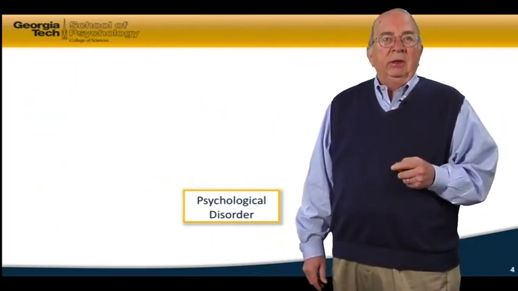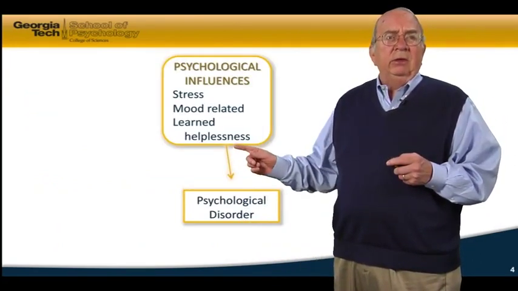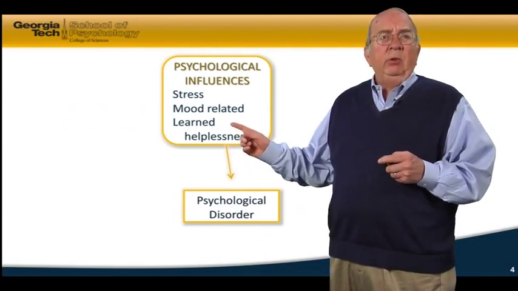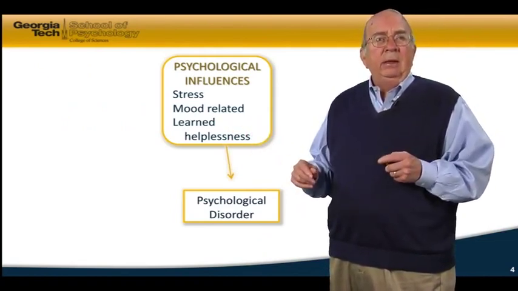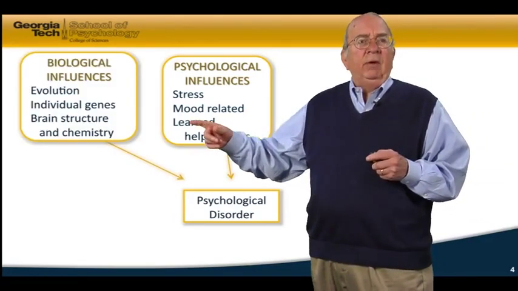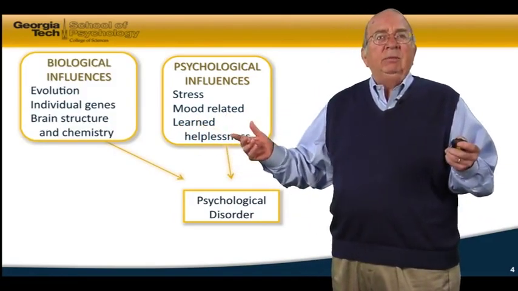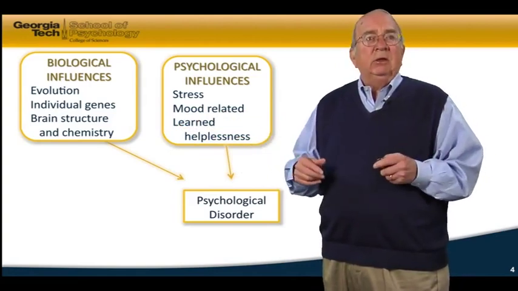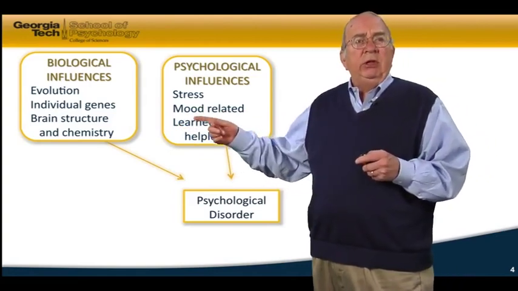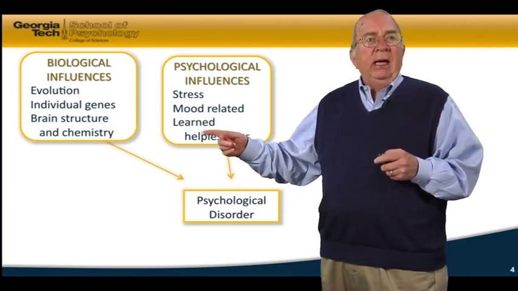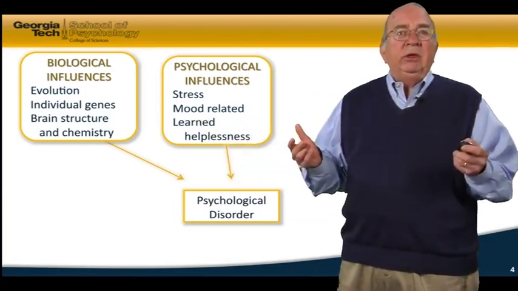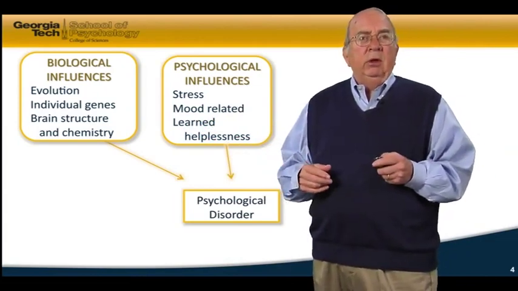Well, there are 3 factors. First, there are psychological factors like stress, mood-related problems, and learned helplessness, and I'll talk about that in a minute. But there are also biological influences. Evolution itself has made us adaptive, and that affects certain behaviors. Individual genes have been identified that are important for psychological disorders, and then brain structure and brain chemistry itself will be important to look at.